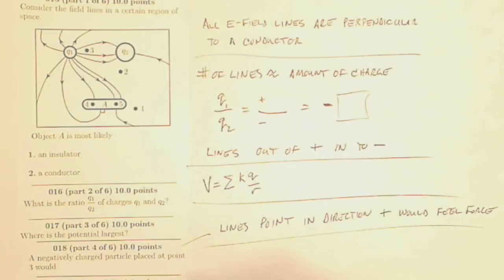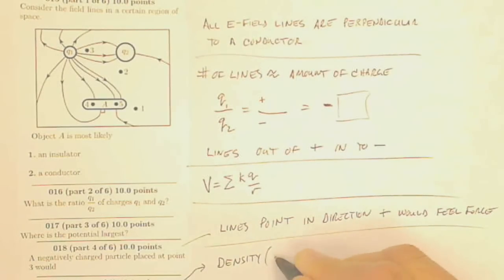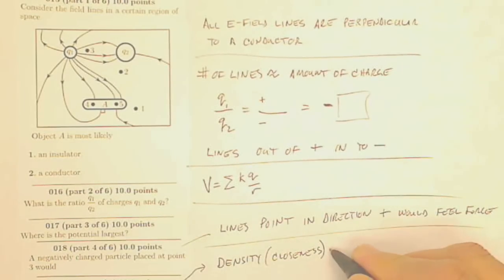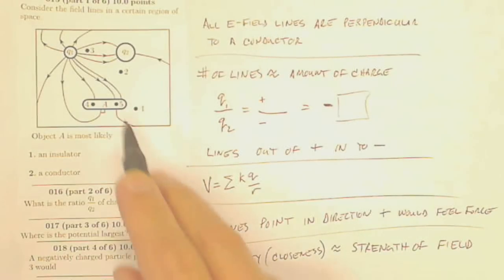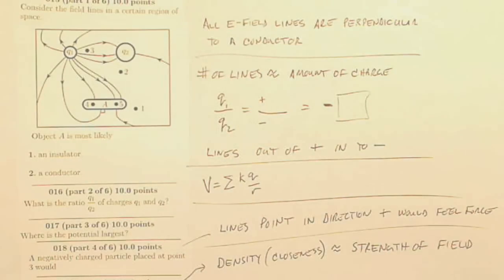So when we say where's the electric field the smallest, the rule we need to know is that the density of the lines, or the closeness of the lines, is related to the strength of the field. So more lines, a stronger field. If you look at these points, where are there the most lines? So that's one thing you need, is the density is related to the strength of the field.